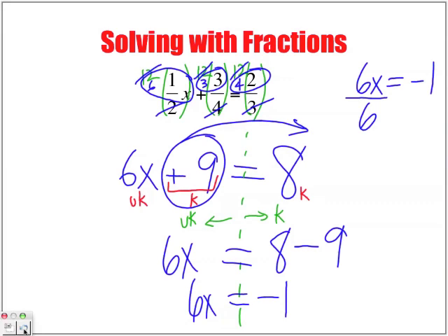So remember what we said? 6 divided by 6 is going to leave me with what? Exactly what I need to be left with, just the x. But what I do on this side, I must do to this side. So x is equal to negative 1 over 6.